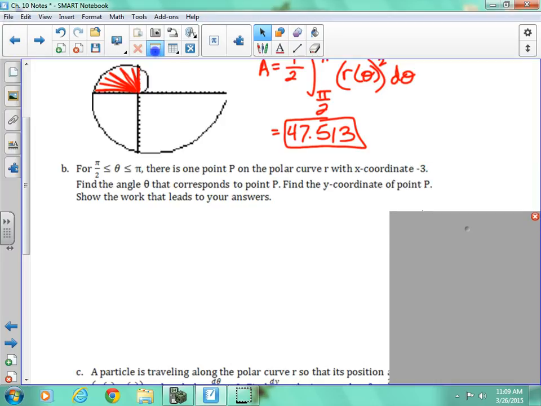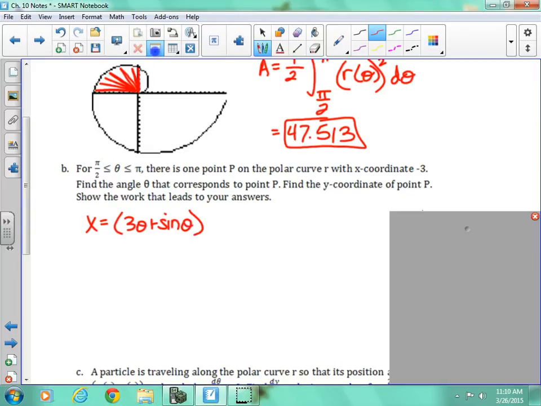What do you guys think I can do? X-coordinate. Wait, I don't see any x's. Do you see any x's? No. But what can we do? Plug it in. Plug it into what? X equals. Do you guys have this one memorized yet? X equals r cosine theta, and what's r? 3 theta plus sine theta, times cosine theta, right? And you set all of this equal to negative 3?